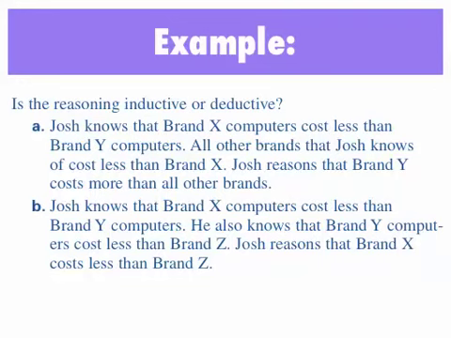This example is not using facts for everything. The key words here are "all other brands that Josh knows of." So Josh can't possibly know of every single brand of computers available and how much they cost. He is using his experience to reason. Remember, when you're using experience or previous examples, it's going to be inductive reasoning. So A would be an example of inductive reasoning.